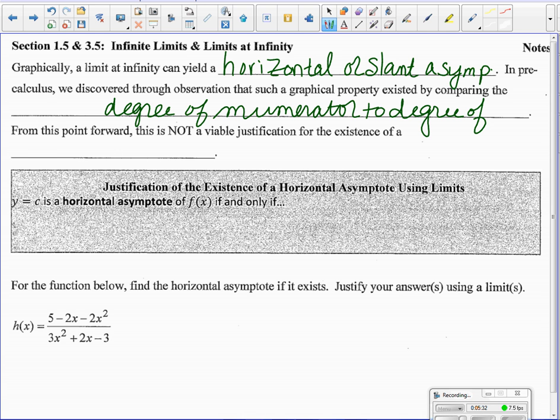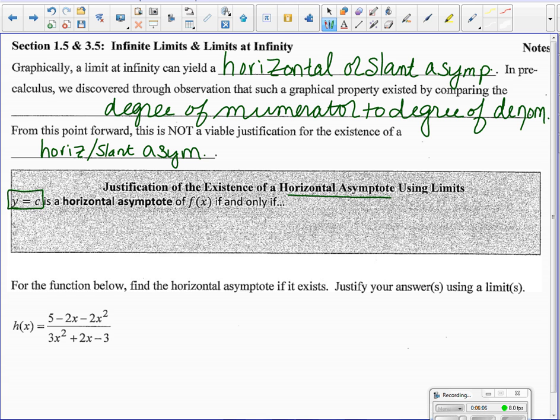So the degree of the denominator. From this point forward, when we're working in calculus, this was not a viable justification for the existence of a horizontal or slant asymptote. What will be accepted is looking at it from a limit perspective. So if we want to justify the existence of a horizontal asymptote, we're going to use limits. And y equals c is the equation that we're looking for.